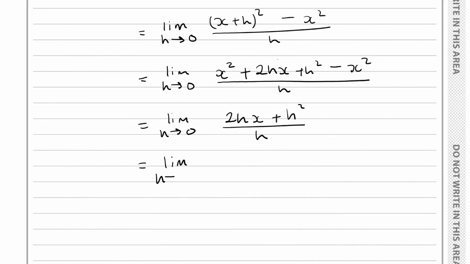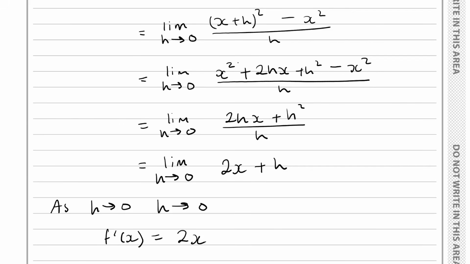So the limit as h approaches 0, 2hx over h is just 2x. H squared over h is just h. So as h gets closer and closer to 0, what happens? Well, h becomes 0. We're just left with 2x. So as h approaches 0, h will become 0. So f dash x, our gradient, our dy dx, is 2x.